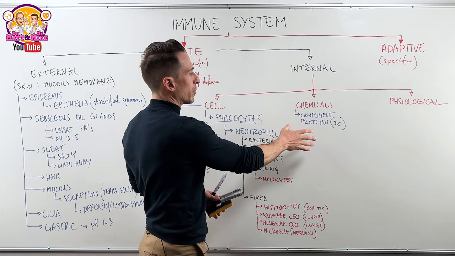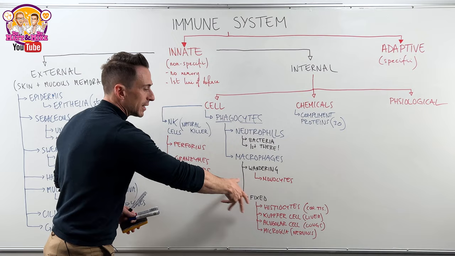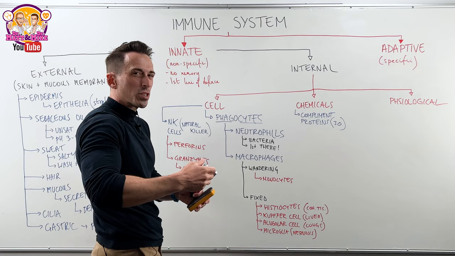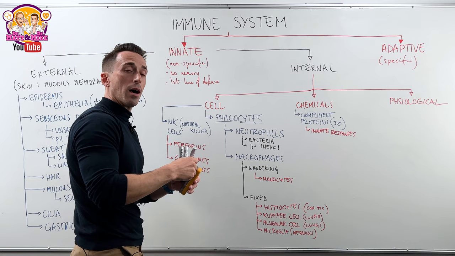What do these complement proteins do? They complement aspects of the innate division of the immune system. That means they complement phagocytic cells to do their job, like macrophages. They complement what we're going to talk about here, which is the process of inflammation. So basically, complement proteins complement or support innate immune responses. Another group of chemicals that are important here are the cytokines.